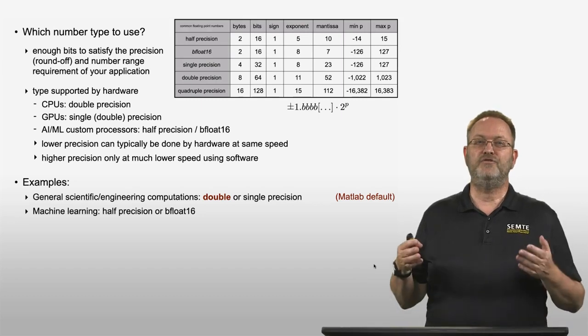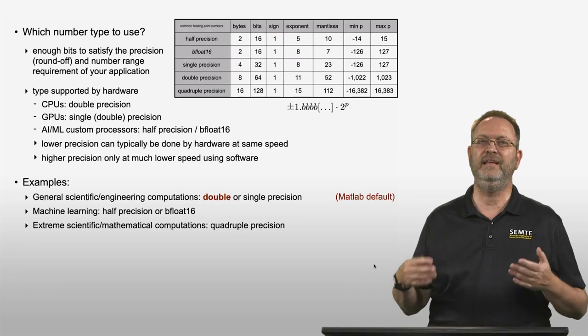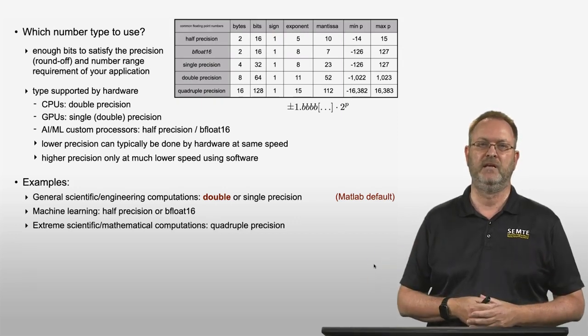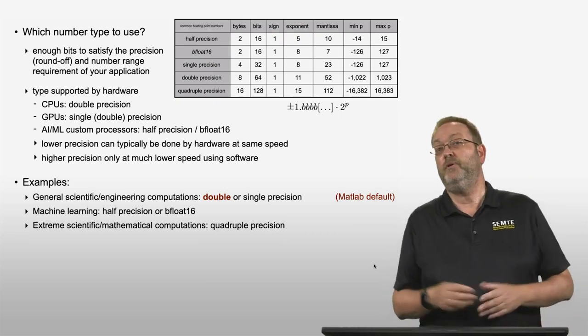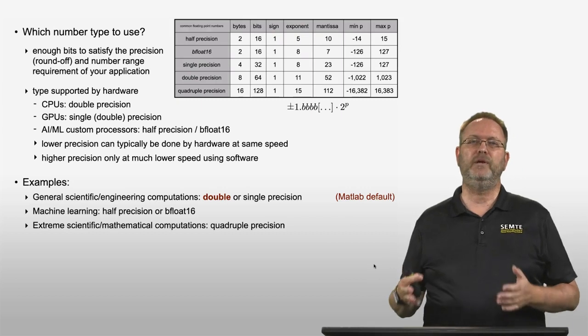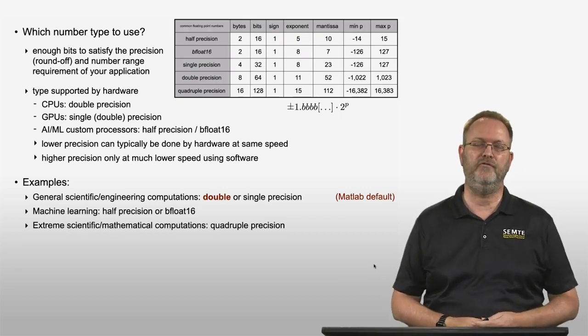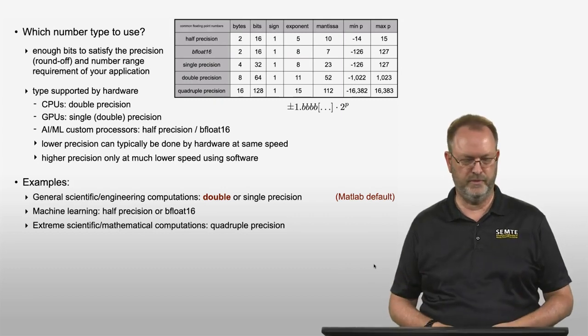If you want to do extreme scientific or mathematical computations that really need additional accuracy, then you would opt to do quadruple precision. And we will actually see at least one example in this class where we will hit the precision limit of double precision numbers, where you would then go to quadruple precision.